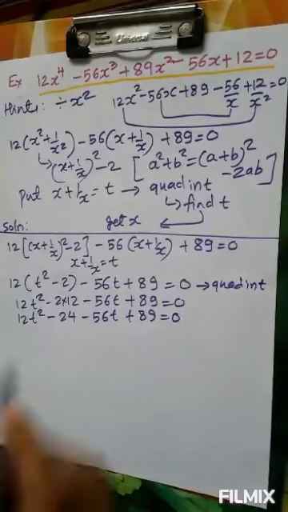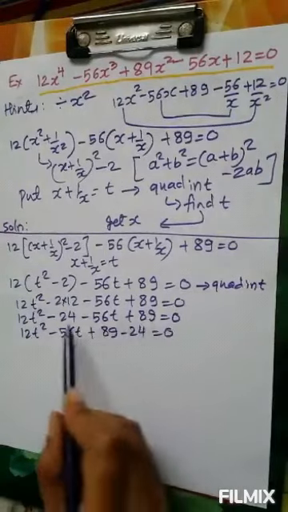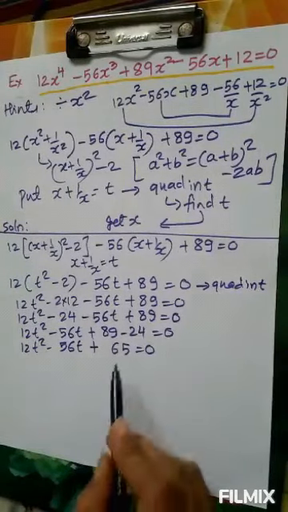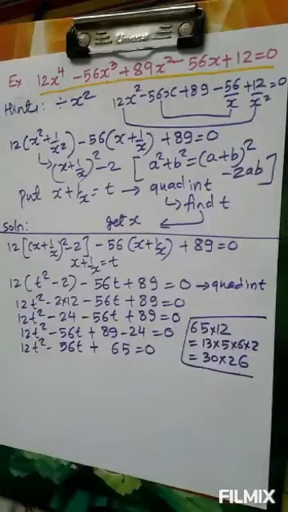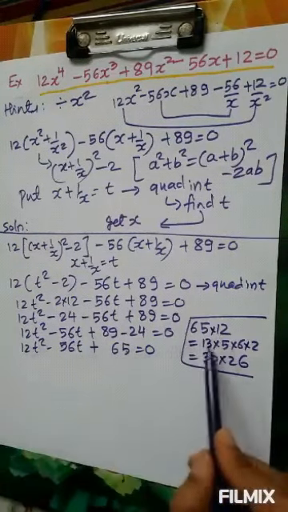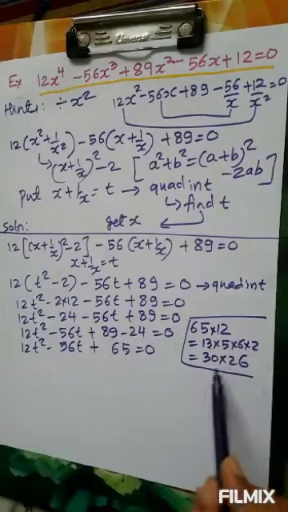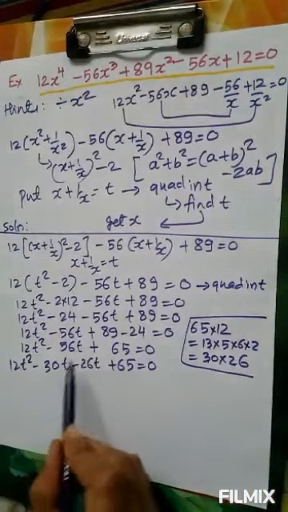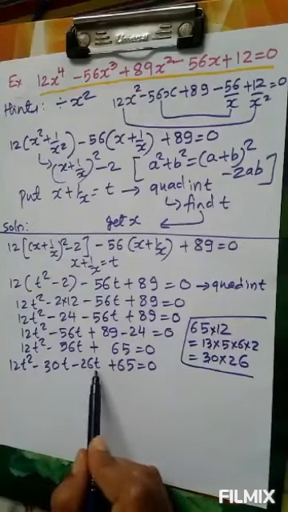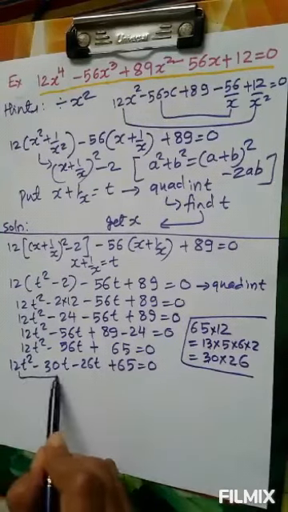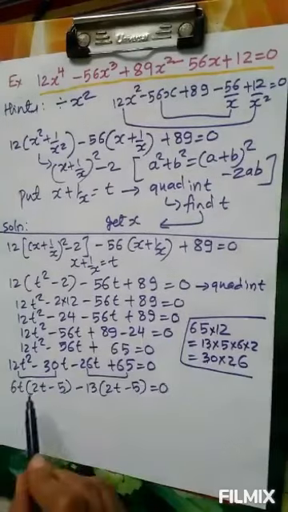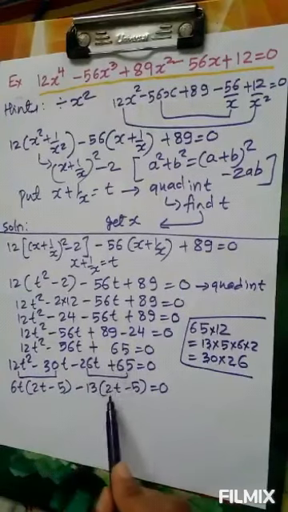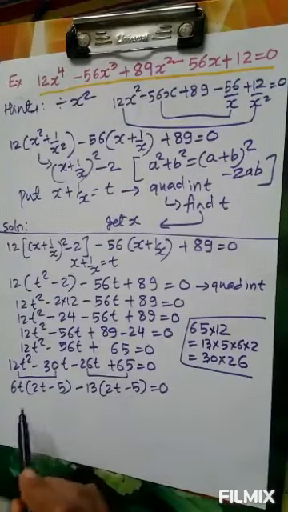So 12 twos are 24, minus 24 we will get here. Now rewriting 89 minus 24, 65, in the next step. Now we will factorize 65. Now if you factorize 65 into 12, eventually you will get 30 and 26, whose sum is 56. We will write minus 56t as minus 30t minus 26t plus 65 equals 0 and factorize the first two and the last two terms. Taking 15 common, we will get 2t minus 5, and taking minus 13 common from the last two terms, again 2t minus 5, so 2t minus 5 we can take out.